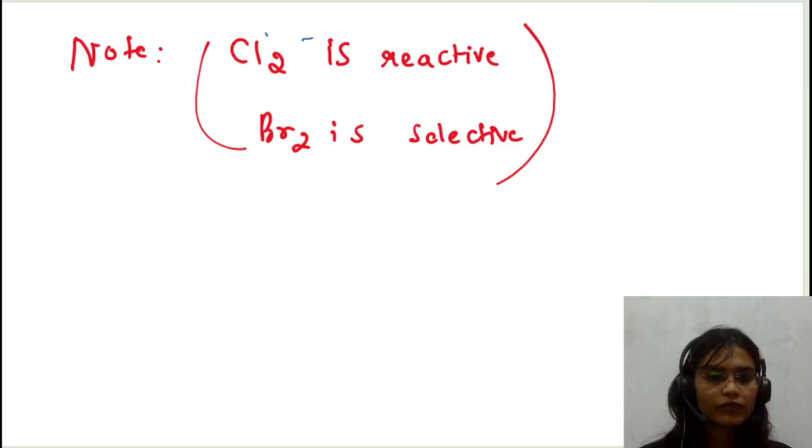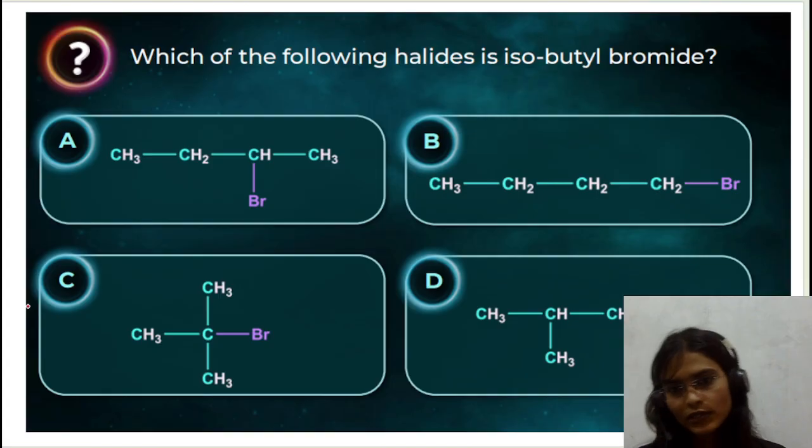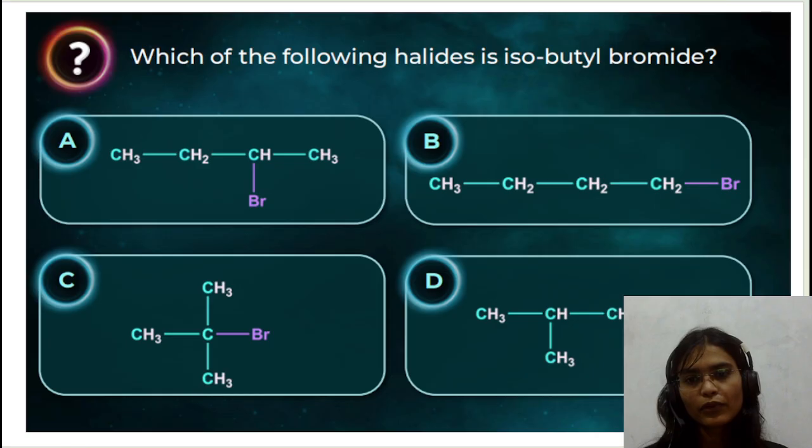Question number one for you. Answer this question. Which of the following halides is isobutyl bromide?